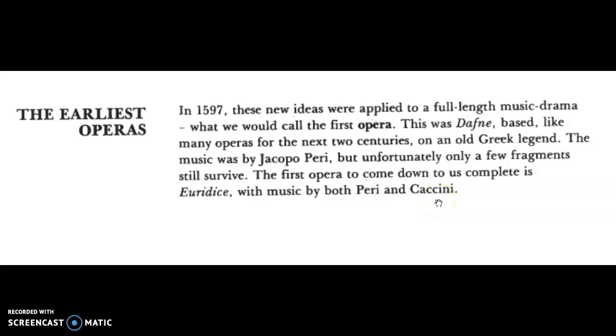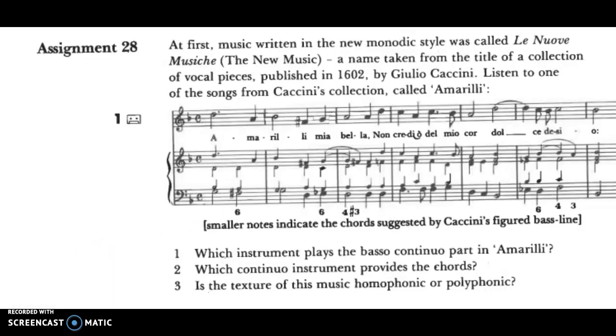Now last week we looked at something of Caccini. In the previous video I discussed assignment 28, and we also met the composer Giulio Caccini with his song Amarilli. We listened to that, and you had as an assignment to mention the instrument that plays the basso continuo in Amarilli. We discovered that that was the lute, and the continuo instrument providing the chords, that was also the lute, and the texture of this music was homophonic and not polyphonic. And that was the basis of the first operas.